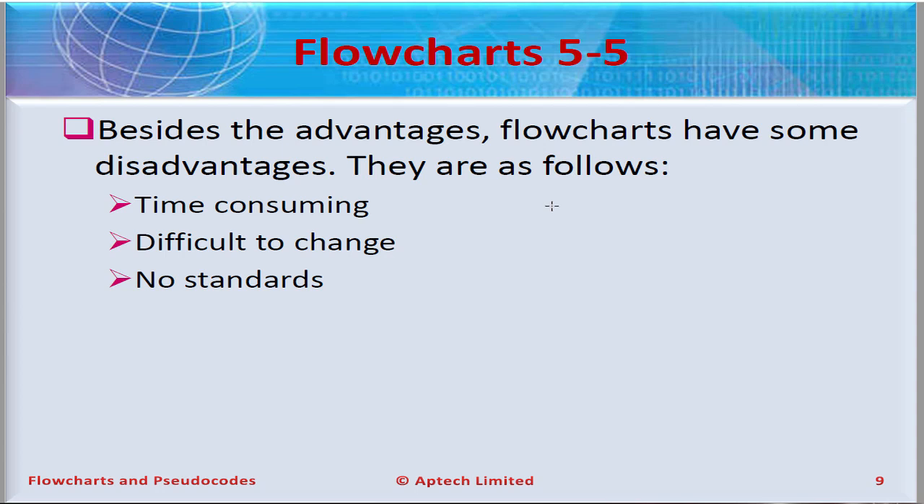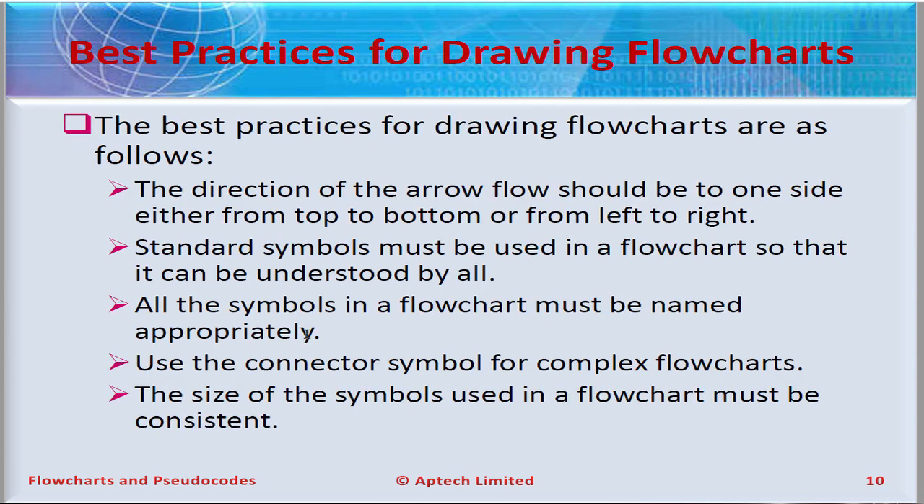Okay, having seen the advantages and disadvantages of flowcharts, let's look at the best practices that you would use to come up with a flowchart. The best practices for drawing flowcharts are as follows. Number one, the direction of the arrow flow should be to one side, either from top to bottom or from left to right. Standard symbols must be used in a flowchart so that they can be understood by everybody. All the symbols in a flowchart must be named appropriately. The use of connector symbols for complex flowcharts, and the size of the symbols used in the flowchart must be consistent.